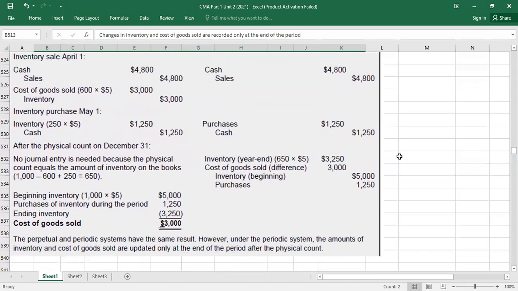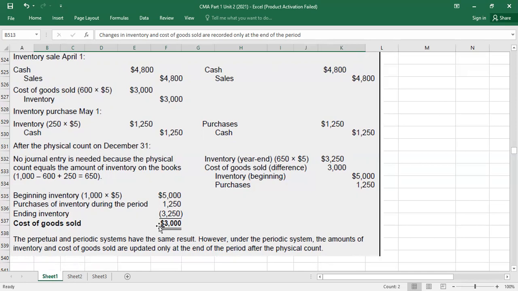Now the question is, if you want to calculate the value of closing inventory and cost of goods sold, this is how we will calculate. We will take beginning inventory, which was 1000 times $5, it is 5000, plus purchases of inventory during the period, which is 1250, it is given here, you can see here, less ending inventory. If you are confused how we got it, I will tell you. So you have a cost of goods sold which is 3000. How 3000? Because it is here, cost of goods sold 3000.